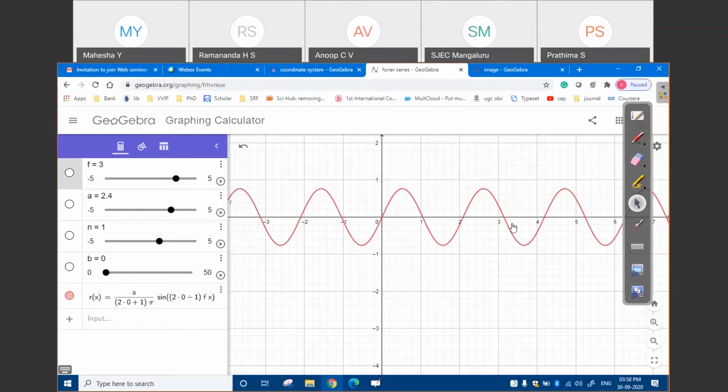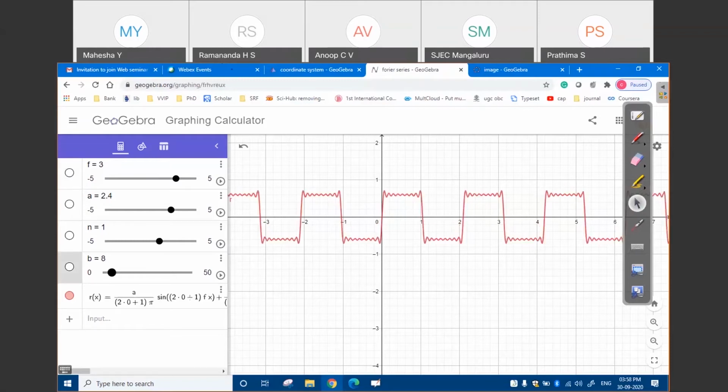Now, as the number of terms added in the sum increases, I'm using b here. So I make b as 1. The next sine wave has lesser amplitude, because the amplitude is divided by (2n+1)π. So when n increases, this also changes. So this is the case when two sine waves are added. And if I increase the value, you can see here the wave finally approaches a square wave.